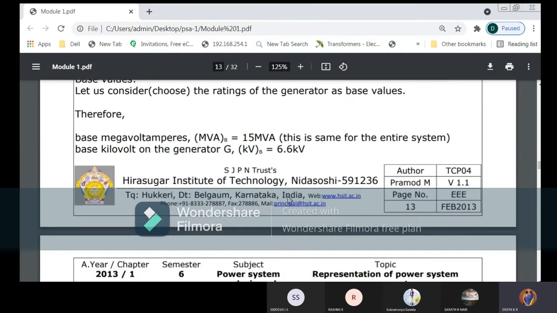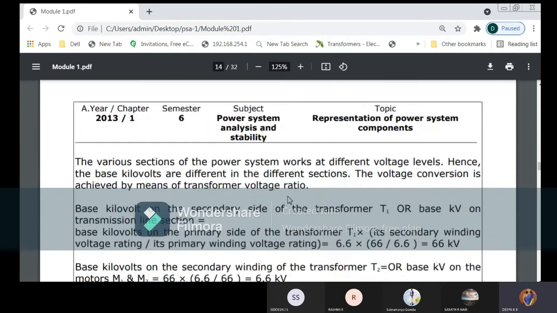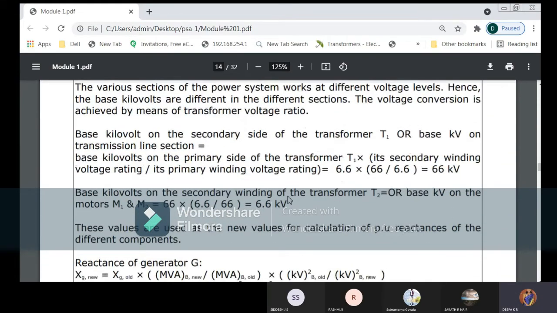Now we are starting with the standard calculation. See here, it is given very beautifully. The various sections of the power system work at different voltage levels. In the question we had 6.6 and 66. In this problem there is not much difference. In some cases, in yesterday's class, we have seen 18, 21, 27.